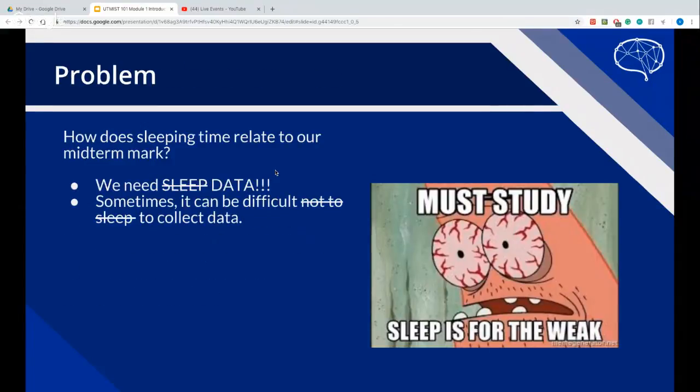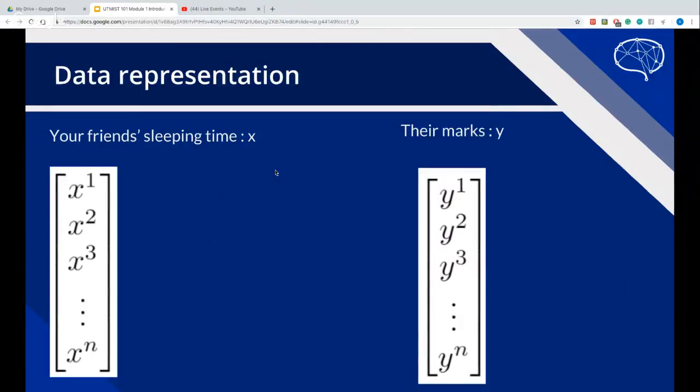So the problem is that we want to know how the sleeping time relates to our midterm mark. So we need data to do that. We can ask your friends, do a survey, do whatever, just collect the data. But sometimes collecting data could be really, really hard. So let's assume we already collected the data.